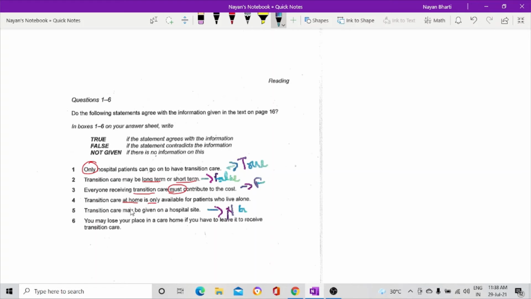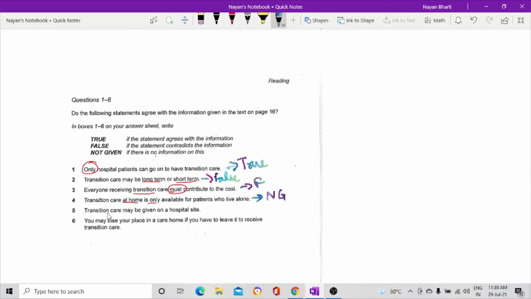Again, I'll explain this. Sorry, not for this one. We are talking about this one: transition care at home. They are saying that transition care at home is only available for patients who live alone. No, the information is not mentioned. They are just saying that yes, at home you can avail the facility, but no condition is as such mentioned. So that's why we will give this as not given.